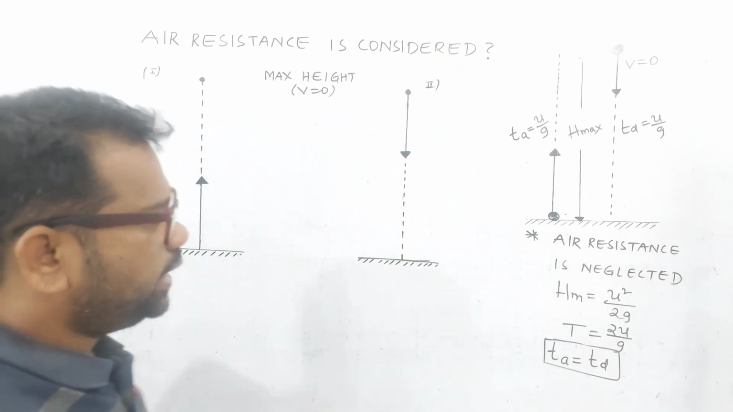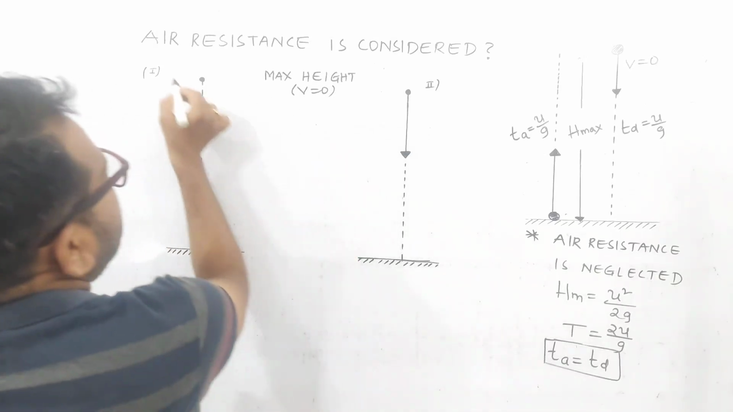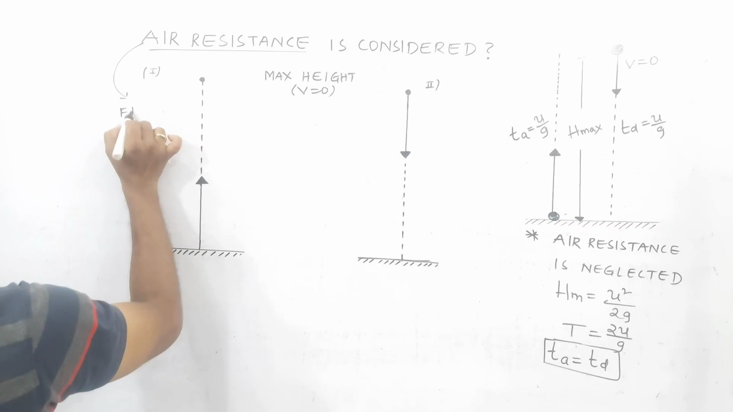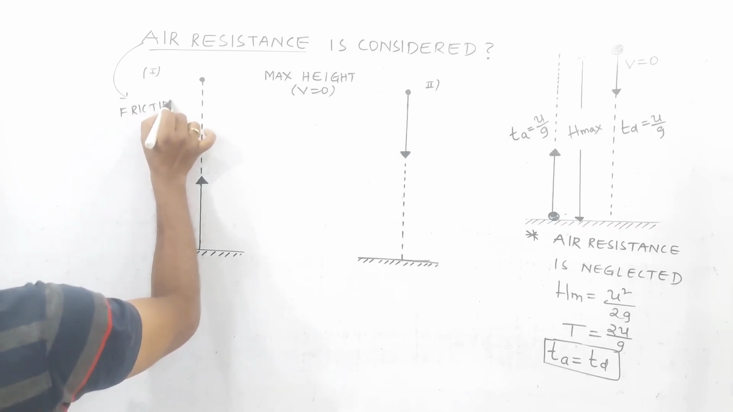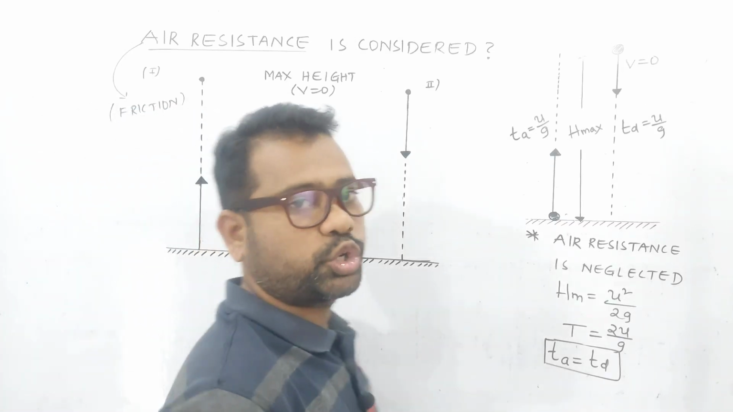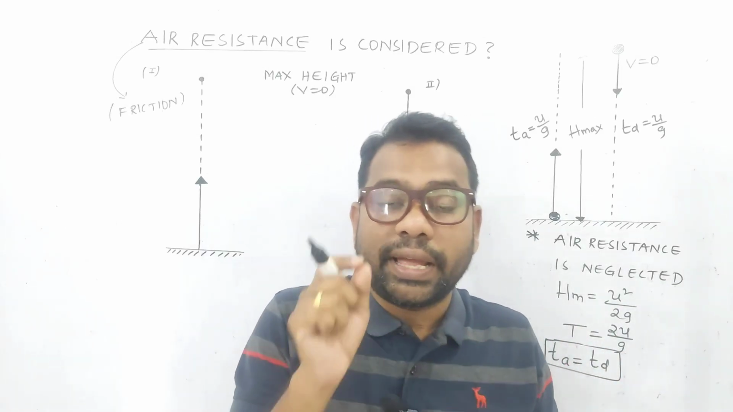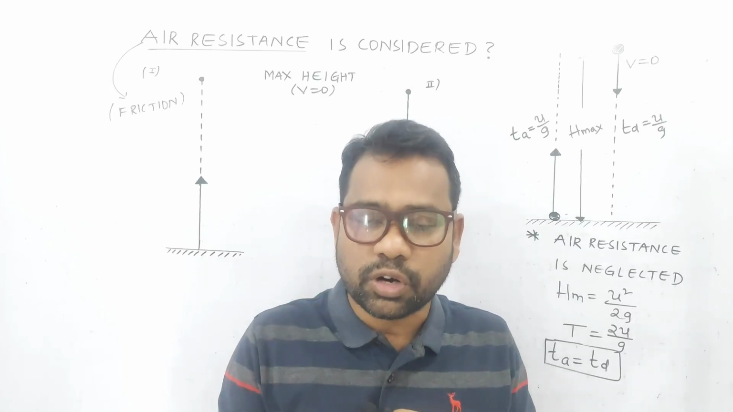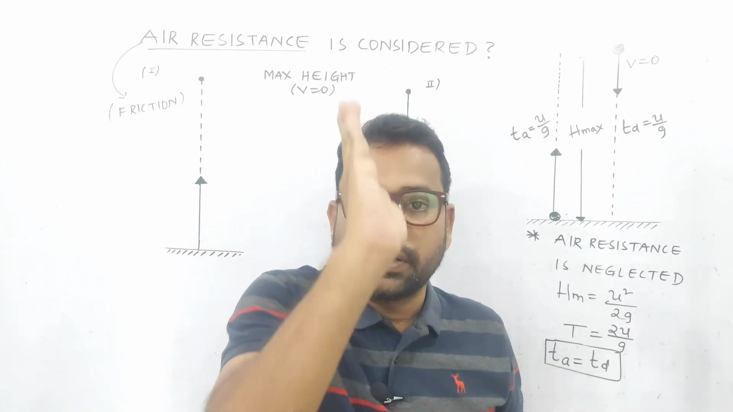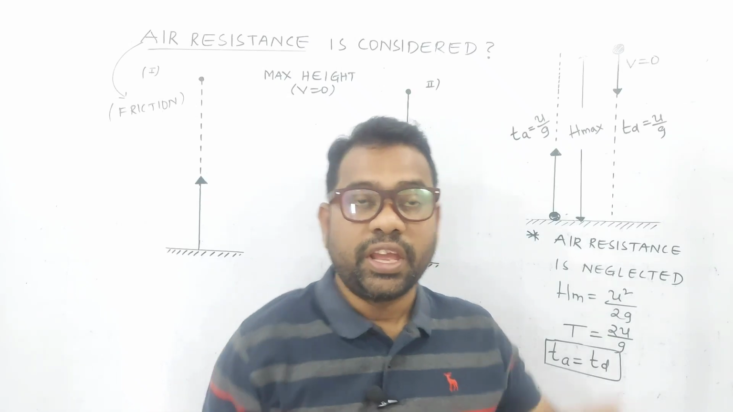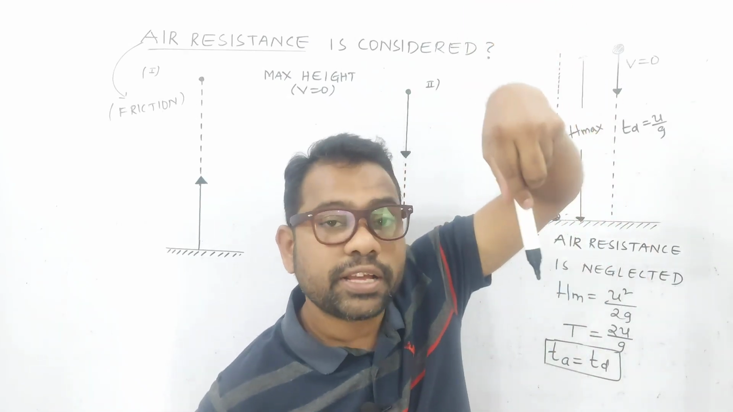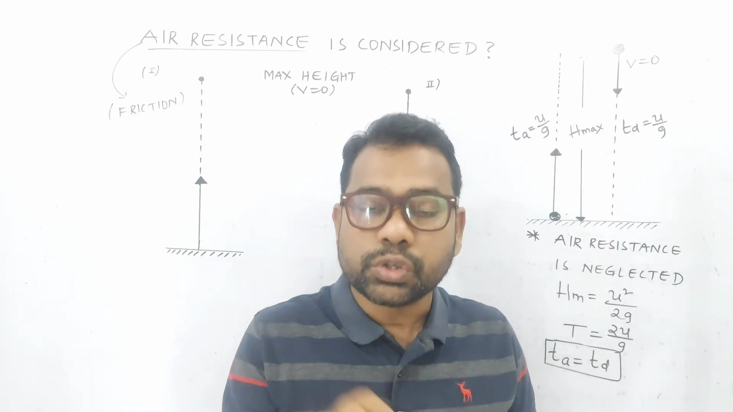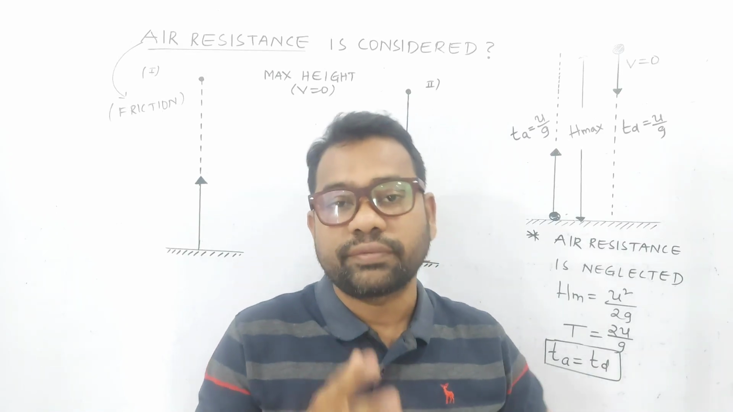Children, air resistance is nothing but air friction. Friction always opposes the motion, which means the direction of friction is always opposite to the direction of motion. If a body is going vertically upward, friction acts downward. If a ball is coming downward, the friction acts vertically upward. This is a very important point to be noted. So the frictional force is always in the direction opposite to the motion.